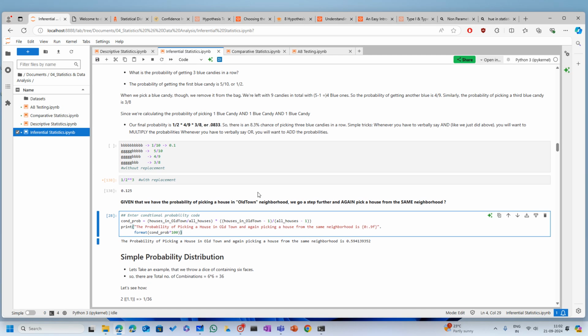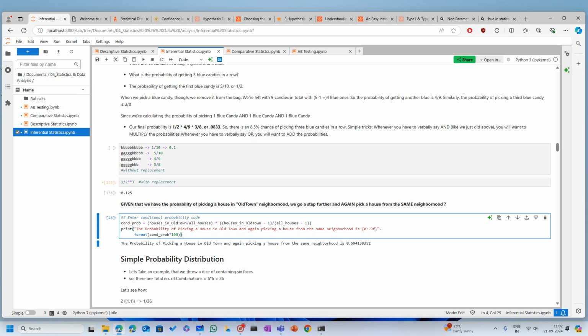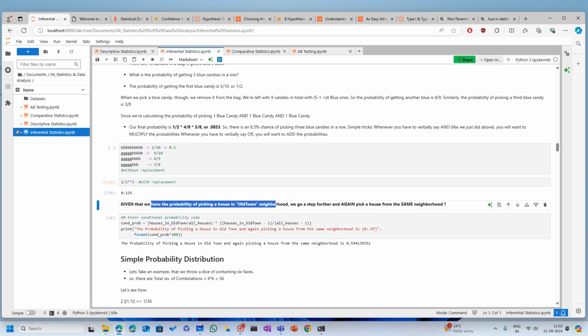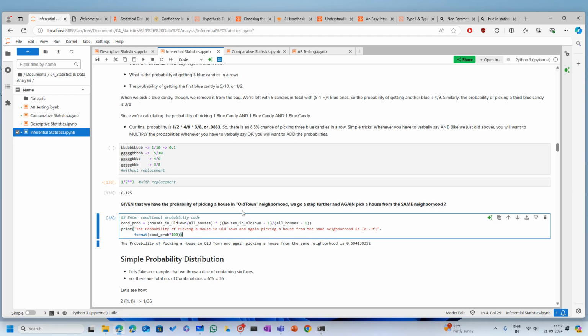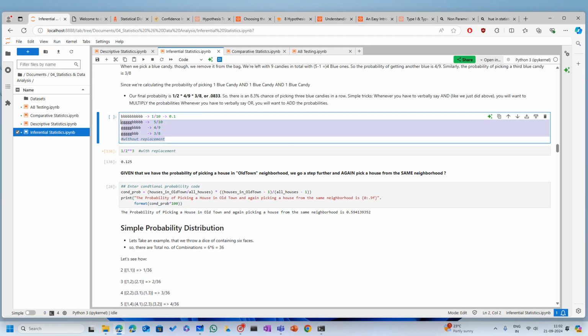Now we want to apply the same concept to old houses. So we want to calculate picking a house in old town, and again picking a house. What is the probability that the customer will pick from the same neighborhood for the second time? That is old town. So you can calculate that with this same concept.